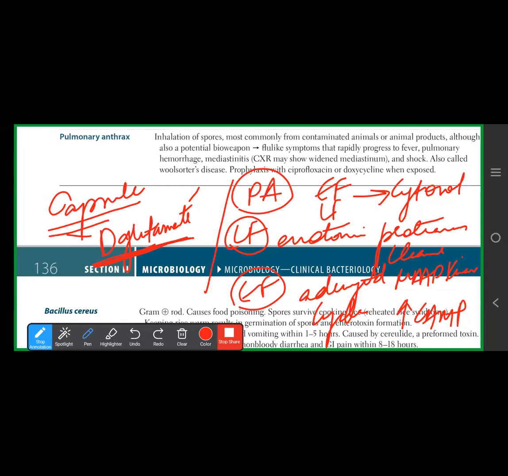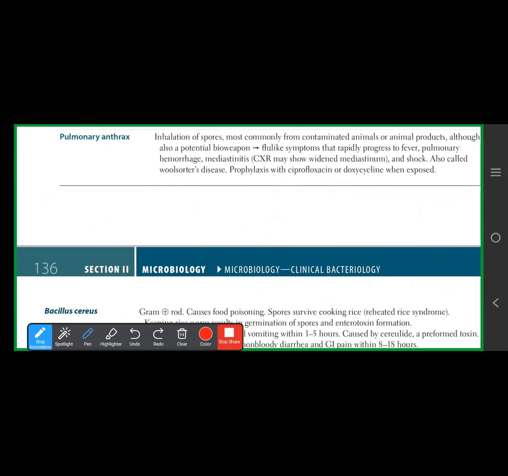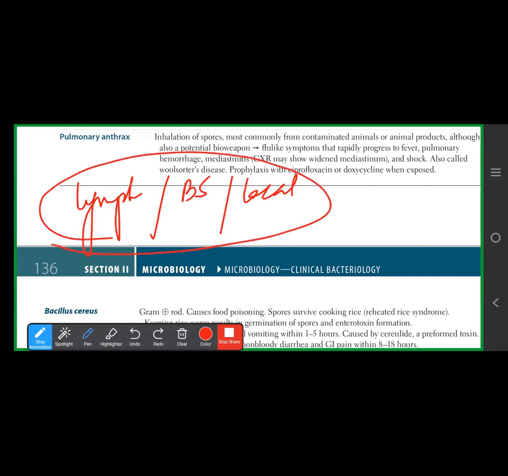Next, what you have to know is how the patient's disease is going to progress. In pulmonary anthrax, let's say it is because of the inhalation of the spores. We call this whole presentation Wool-Sorter's disease, because of the inhalation of the spores. Pulmonary anthrax is going to spread either via your lymphatics or via your bloodstream, or locally it can just multiply and spread. Their presentation is that they always come with flu-like symptoms, and they have a very rapid progression of fever.